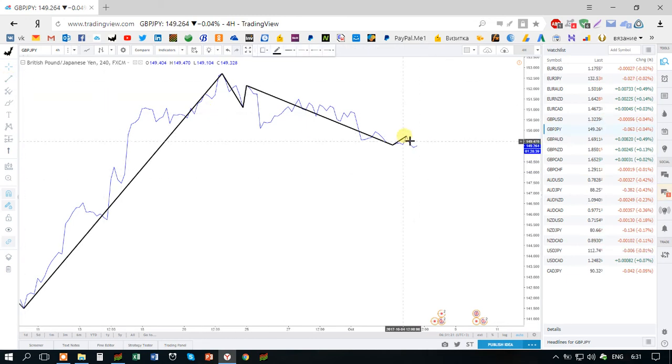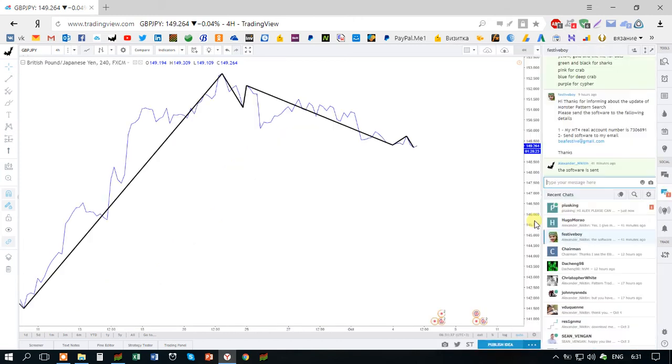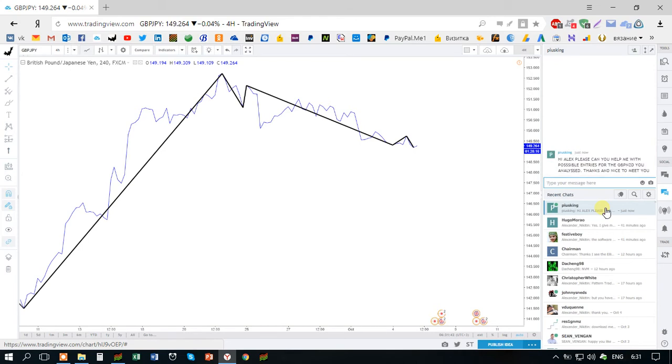Pound yen. Okay, here to here. Hello, message. Somebody is writing me messages. What is it? Puskin: Hi Alex, please can you help me with possible entries for the pound New Zealand you analyze? Thanks and nice to meet you.